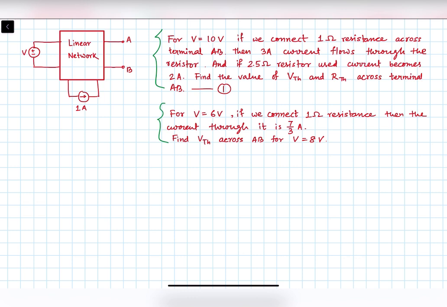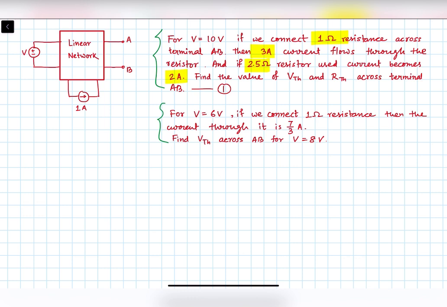Now it's given that if the voltage source V is 10 volt, then if we connect 1 ohm resistance, we get 3 ampere current, and if we add 2.5 ohm, then we get 2 ampere. So we have to find the value of VTH and RTH.